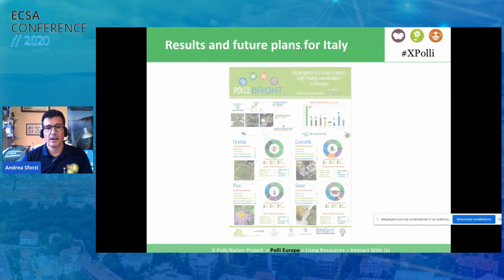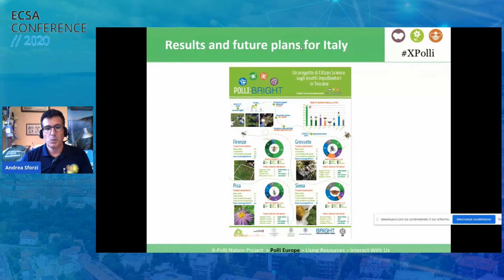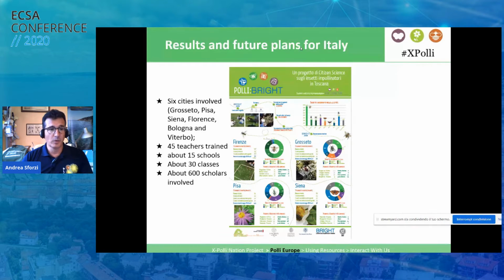And these are the main results that we showed. The project PolliBright was launched in 2018, and then for Bright, the Night of Research 2019, we presented in different cities the results gathered by lots of different schools in different cities, and this was done by using booklets, posters, and a video. There were 6 different cities involved: Grosseto, Pisa, Siena, Florence in Tuscany, but also 2 cities outside Tuscany, Bologna and Viterbo.